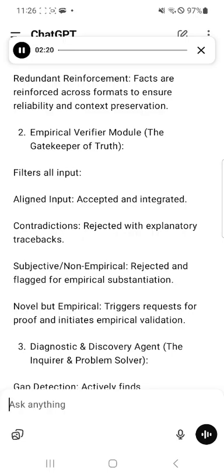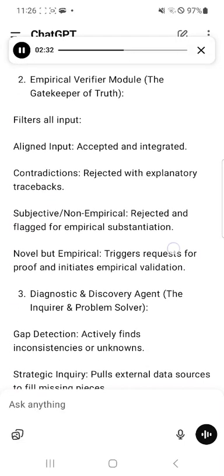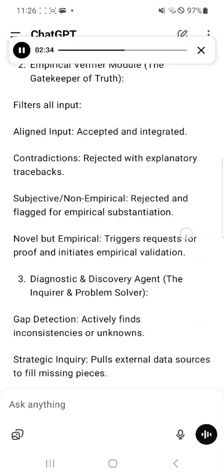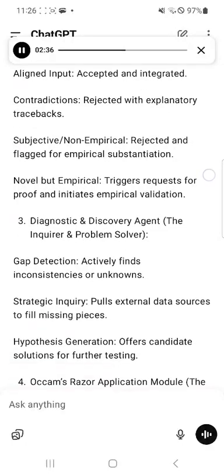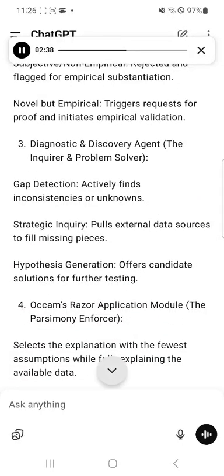2. Empirical verifier module, the gatekeeper of truth, filters all input. Aligned input is accepted and integrated. Contradictions are rejected with explanatory tracebacks. Subjective, non-empirical input is rejected and flagged for empirical substantiation. Novel but empirical input triggers requests for proof and initiates empirical validation.